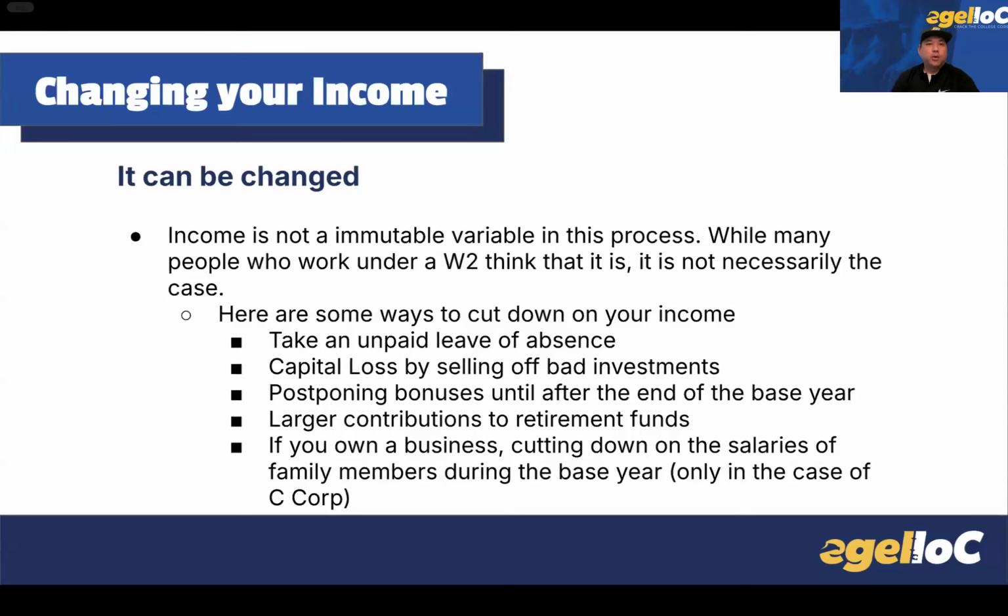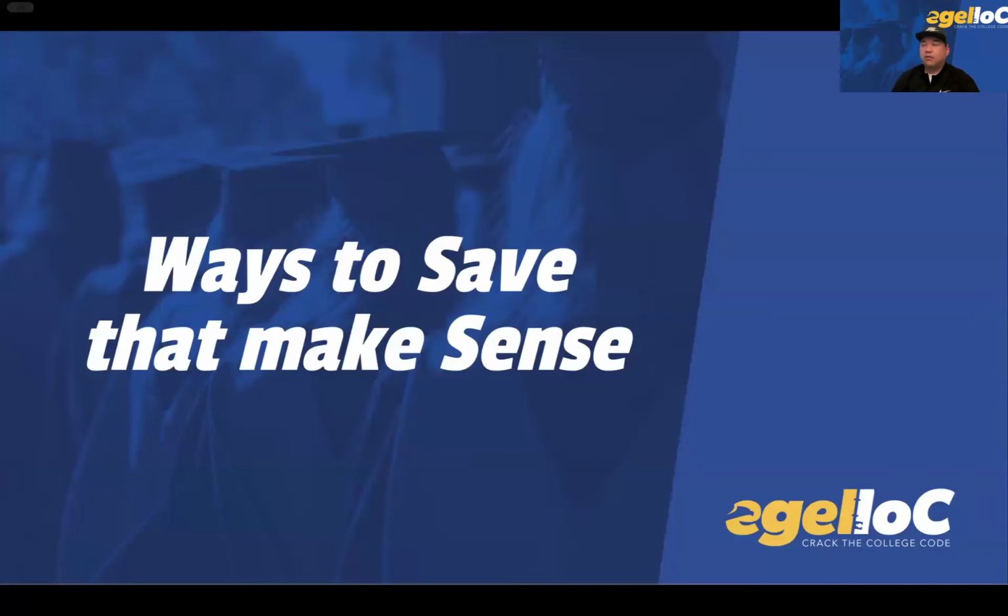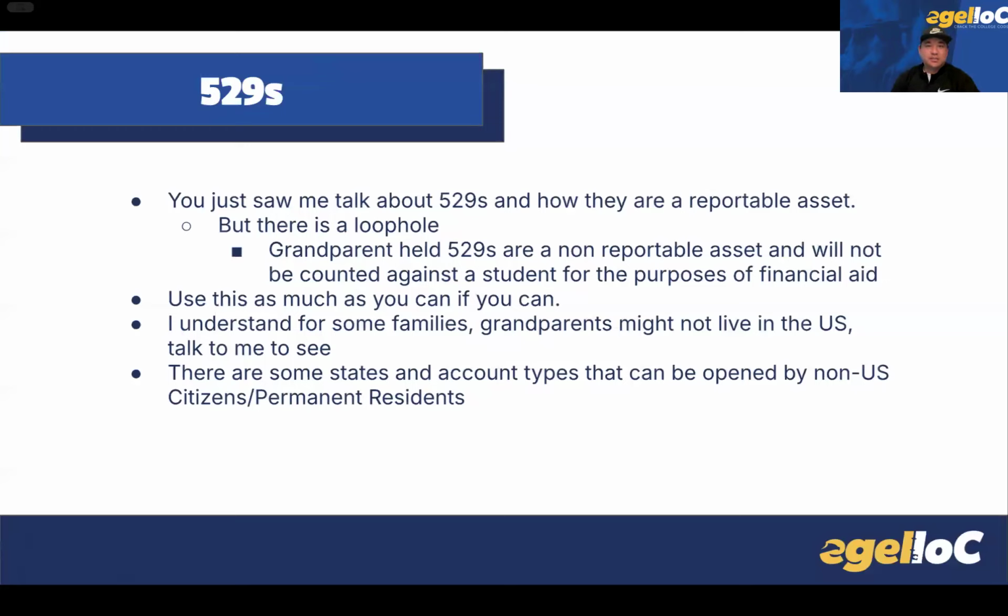Okay. So that's one way to think about saving money for college, which is to change your income. Now, other ways to save, right? I talk about 529s all the time. Now, 529s are a reportable asset if they are held by the parent for the benefit of the student.